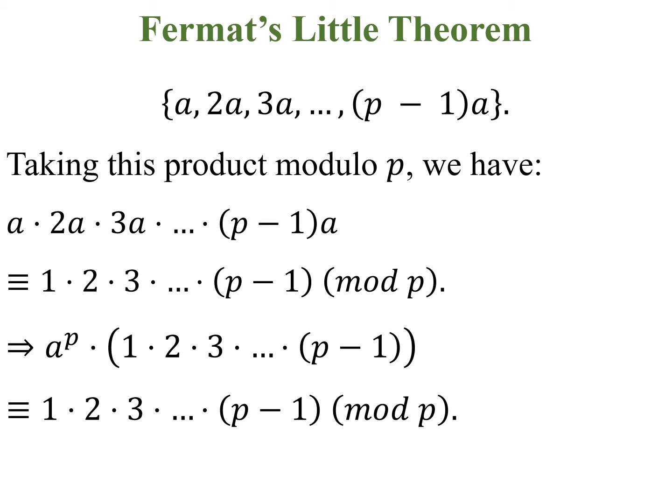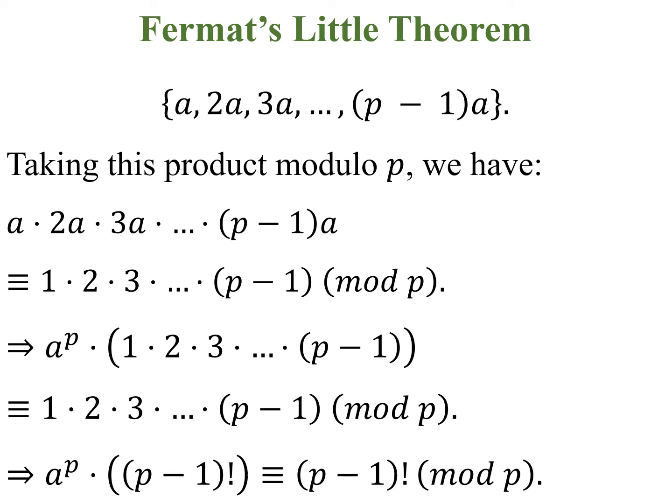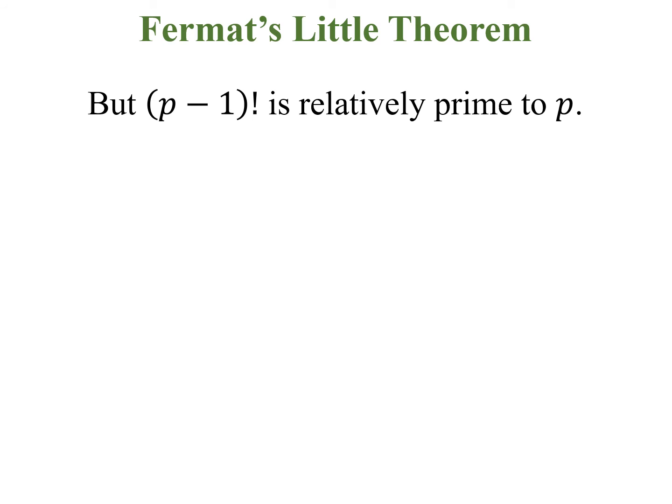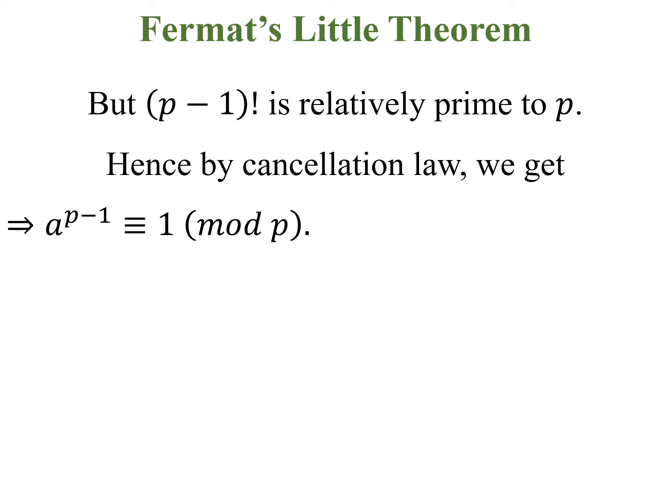because the GCD of this product modulo P with P is 1. So it results as A raised to P minus 1, not A raised to P. This is A raised to P minus 1 times P minus 1 factorial is congruent to P minus 1 factorial modulo P. But P minus 1 factorial is relatively prime to P. So by cancellation law, you can cancel it and you will get A raised to P minus 1 congruent to 1 modulo P. Because on the right side there is only P minus 1 factorial, and after cancelling it, you will get 1. So in this way, we proved Fermat's little theorem: if P is a prime and A is not divisible by P, then A raised to P minus 1 is congruent to 1 modulo P.